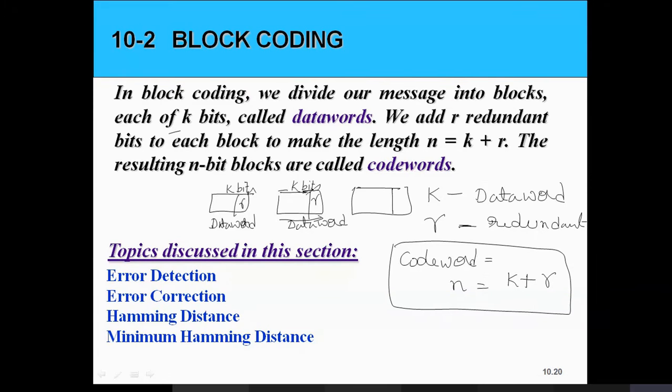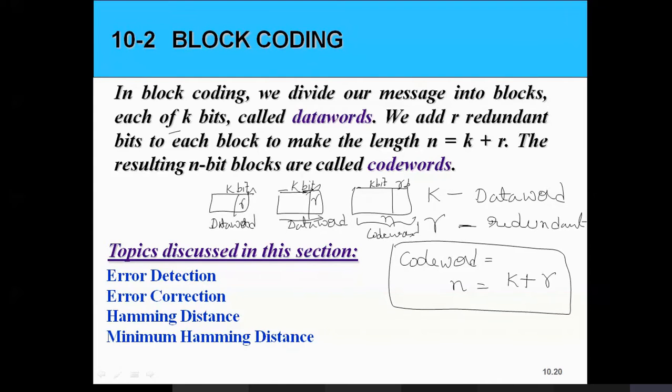Okay, so this is the code word. The length of the data word and the code word are going to be different. So this is k bits, this is k bits, and this is r bits. So in total this is called a code word of size n, a code word of n bits. Just remember this important point.